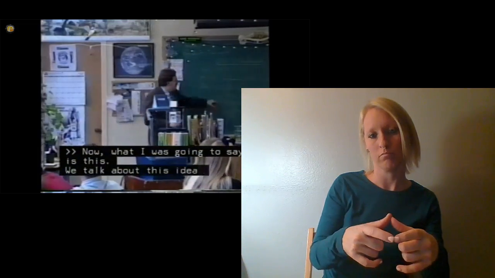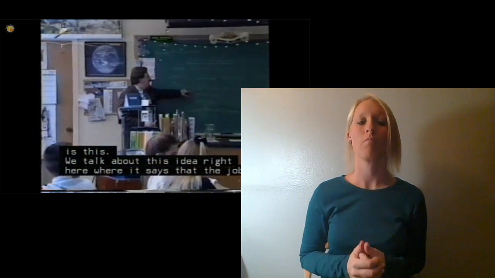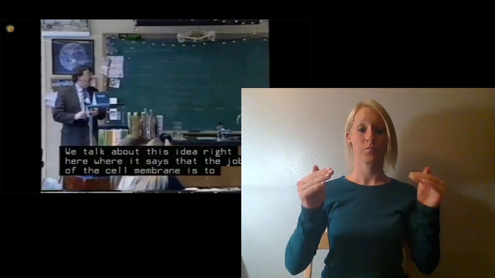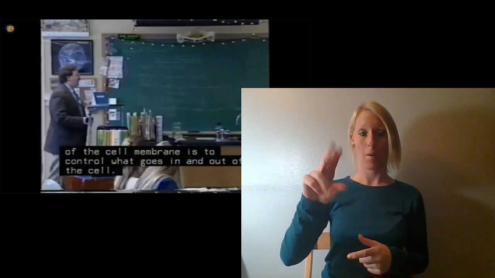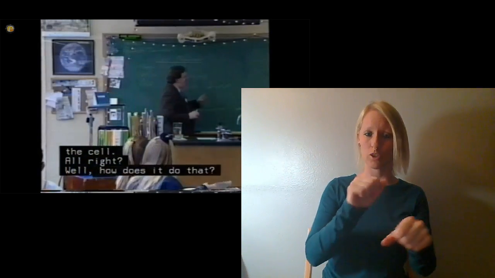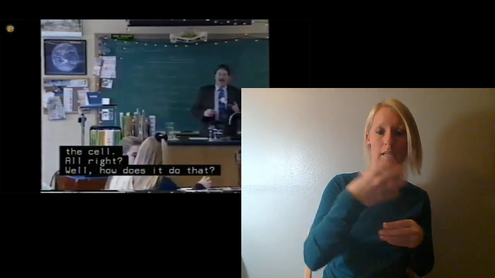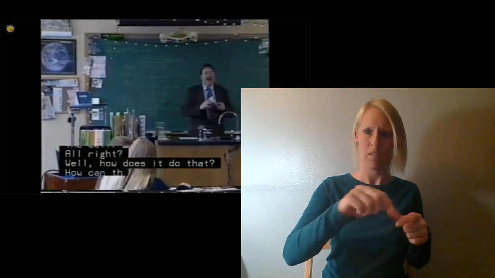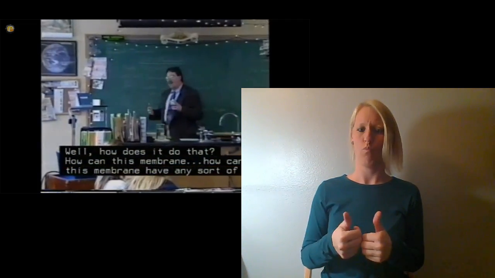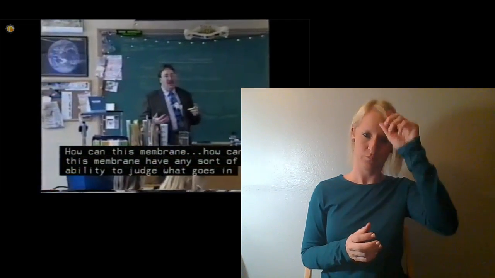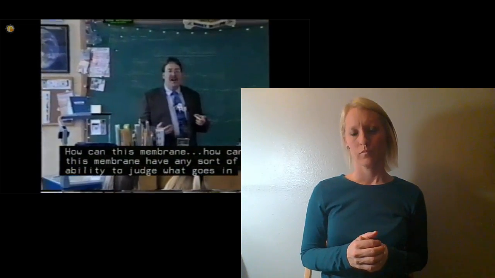We talk about this idea right here, where it says that the job of the cell membrane is to control what goes in and out of the cell. All right? Well, how does it do that? How can this membrane have any sort of ability to judge what goes in and out of it?